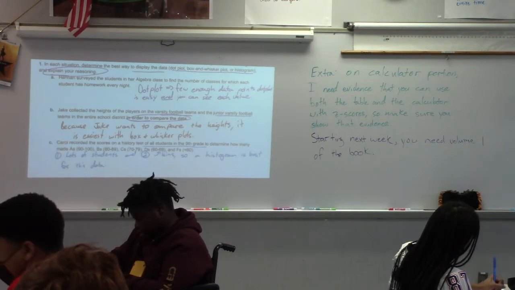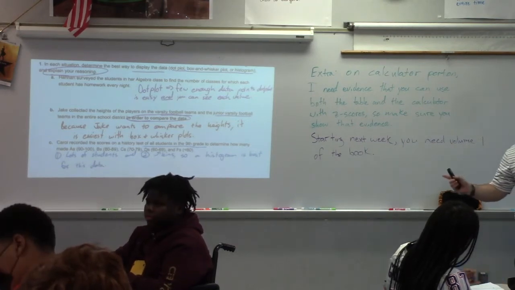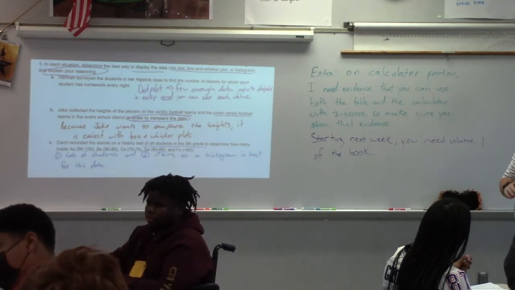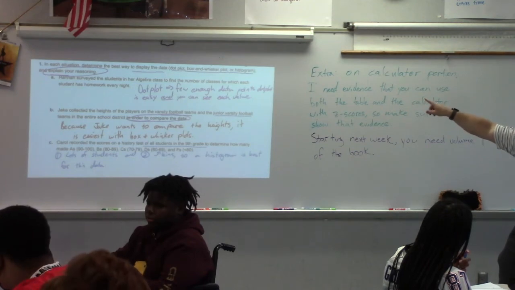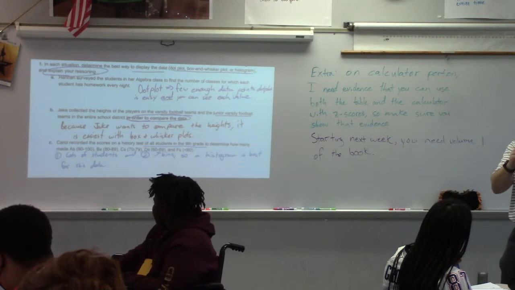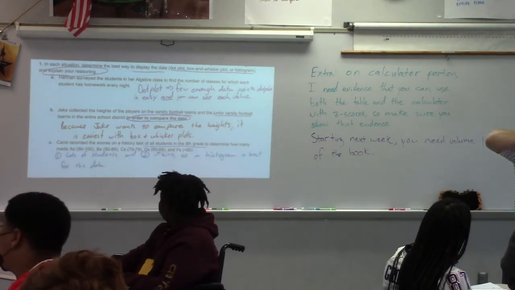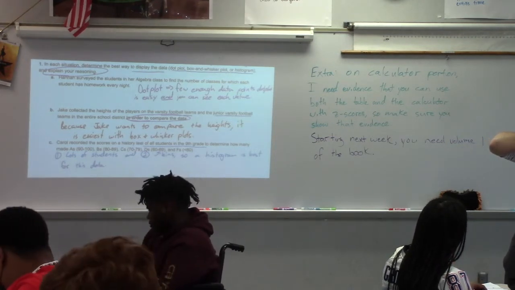Does anyone remember the other reason why you would want a box and whisker plot besides just comparing data? It's easier. It doesn't actually give you more specific data. Dot plots, hold on one second, Jamie, and I'll let you answer. Dot plots give the most specific data because you literally see every data point. Okay? I asked about box and whisker plots. Jamie.